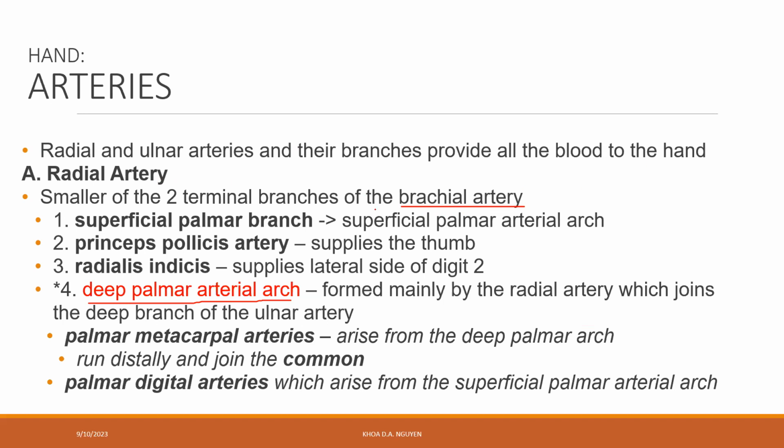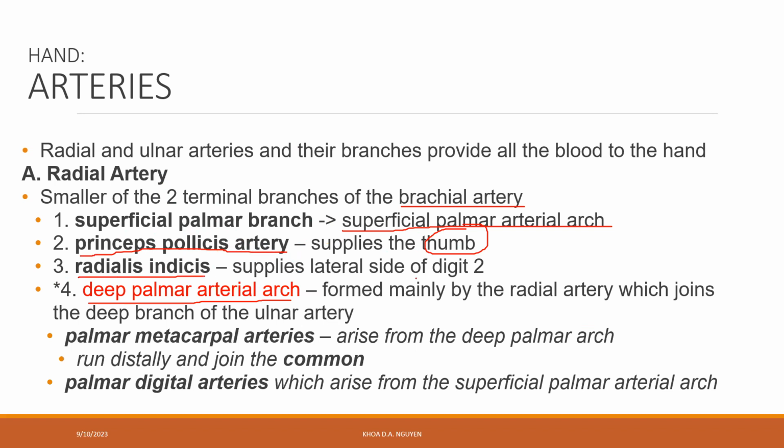And then when it gets close to the hand, the radial artery is going to give off some branches. Number one, it will give off a superficial palmar branch, okay? And this will form the superficial palmar arterial arch. Now, when it gets to the hand itself, the radial artery is going to give off the princeps pollicis artery. The princeps pollicis artery, just like its name suggests, will supply the thumb because it has pollicis in it, right?